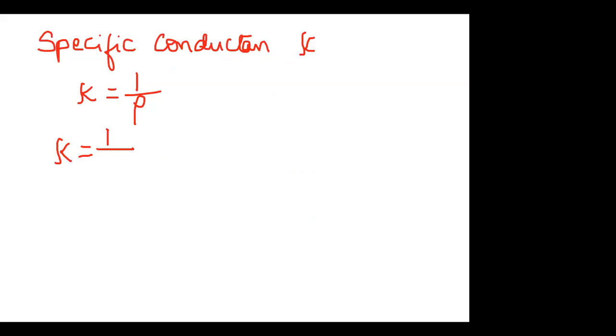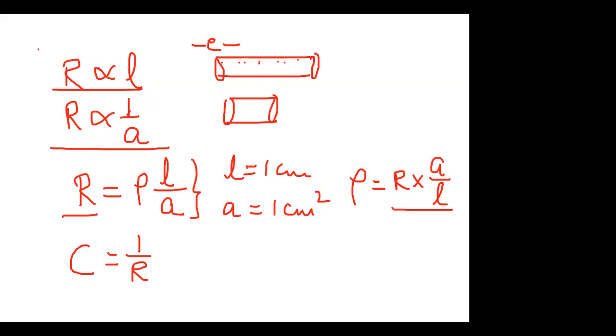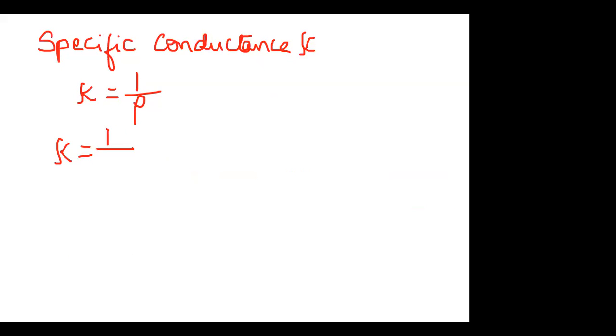Specific conductance, kappa. So if I have to write the value of rho, we saw that rho is equal to R into A by L. Keeping this in mind, we are going to substitute it there. So here I will get 1 by rho is equal to R into, obviously here it will be L by A. This L by A term is called the cell constant.